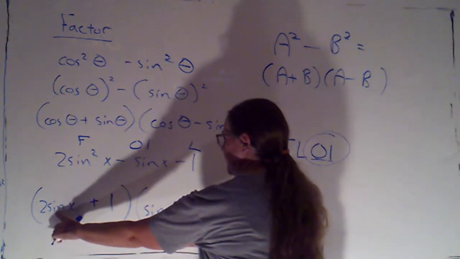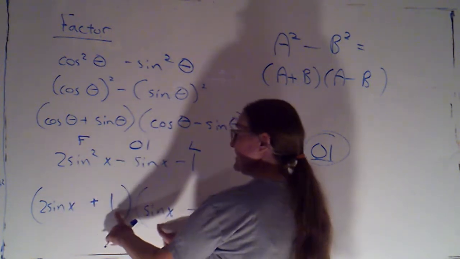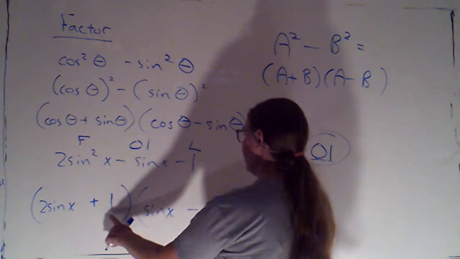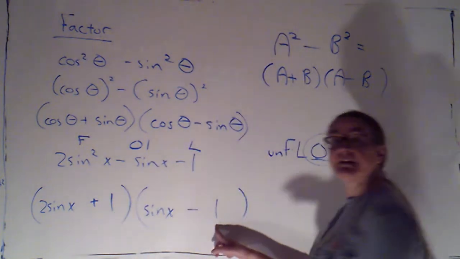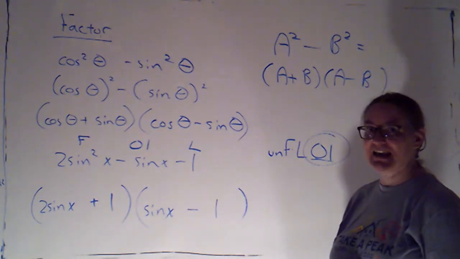Quick check. 2 sine squared. Outsides are negative 2 sine x. Insides are plus sine x. That gives me a negative sine x. And last terms are a negative 1. Okay, so that worked.